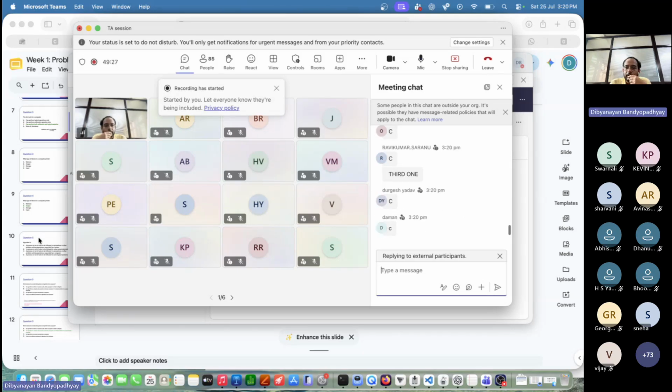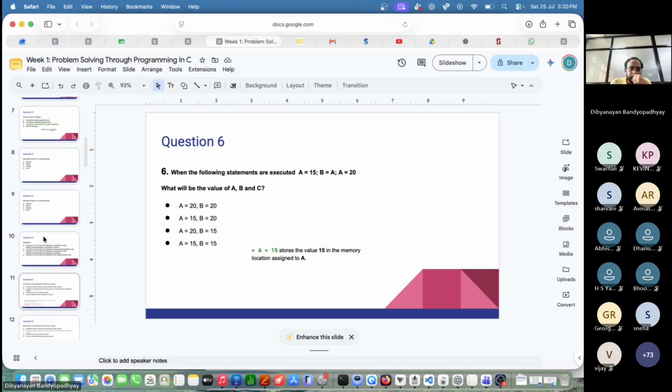C, right? Okay. Anybody can explain why it is C? I'll also explain, but in short, can anybody explain? Yes, Shruti, sure, go ahead.